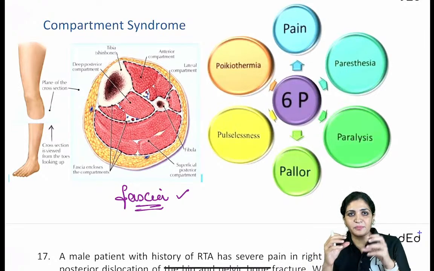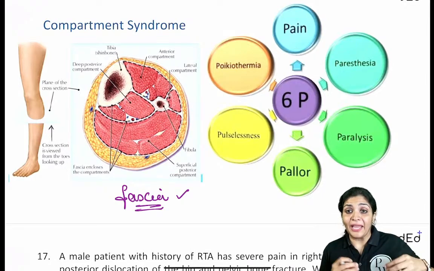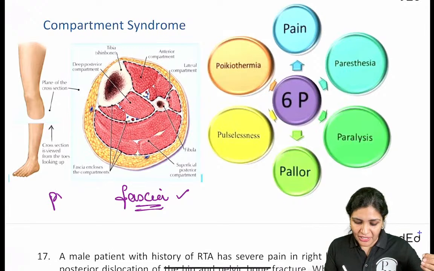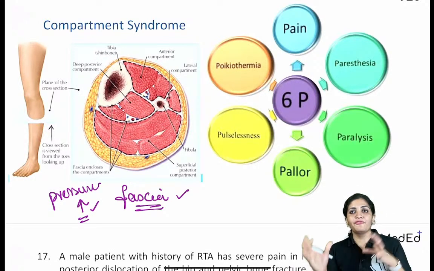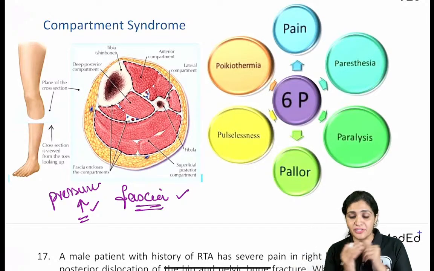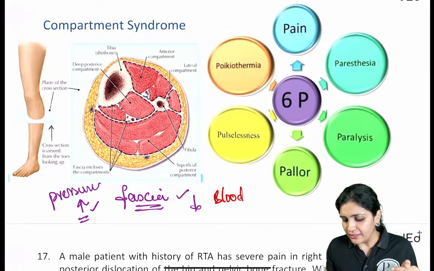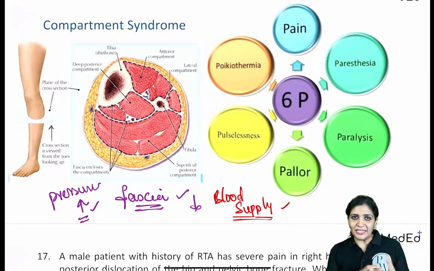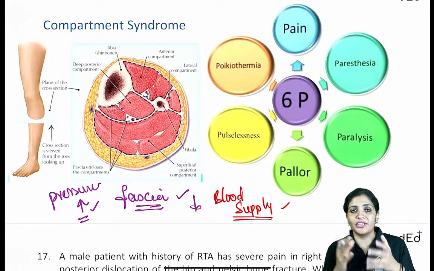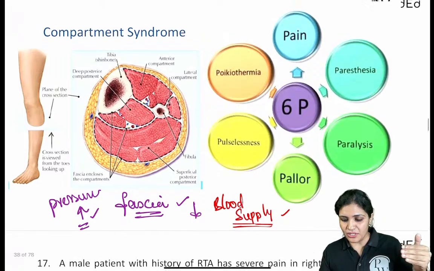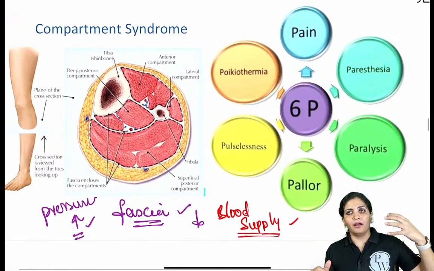Because of this limited space, these compartments swell, and whenever there is no space in it, the pressure increases. But here you have to understand the fluid dynamics. Wherever there is an increase in pressure, there is decreased blood supply. Whenever there is decreased blood supply, necrosis or ischemia of the muscles occurs. So you have to prevent this necrosis and ischemia of the muscles, right?